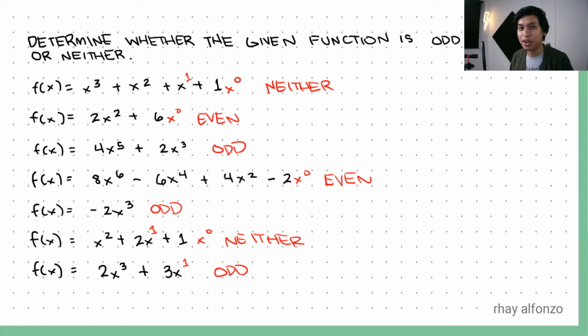So see, that's how easy it is to determine whether a function is odd, even, or neither, just by inspecting the exponents of x and checking if there is a constant or not.